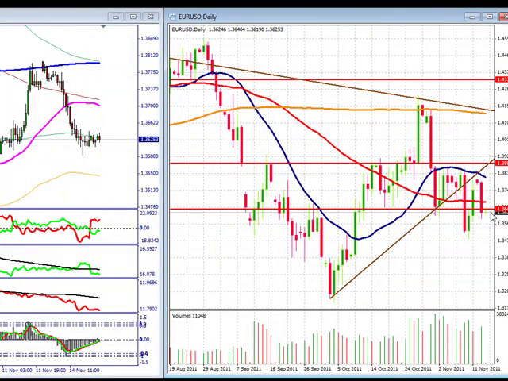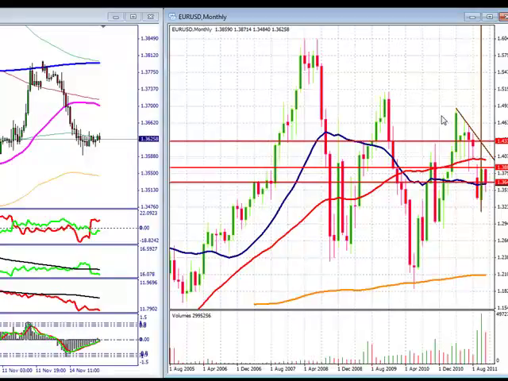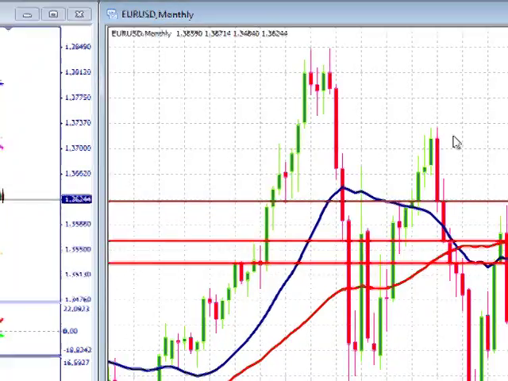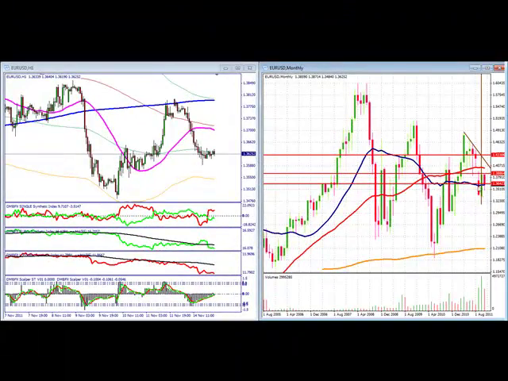Now, of course, when we come out of here long term, we can see that we're technically in a downtrend. Here we have our swing high back here in April 2008, made a lower high, another lower high. So keep in mind, long term, we're in a downtrend, but you can also see longer term just the range that the market's in.